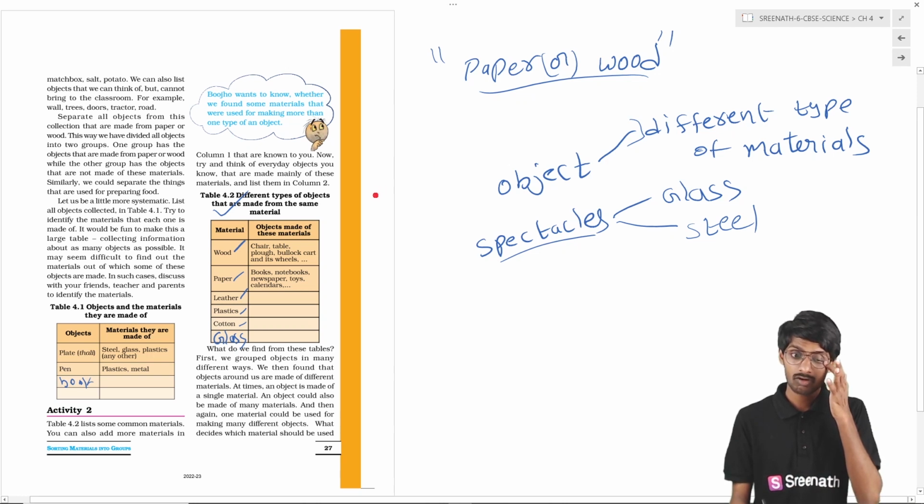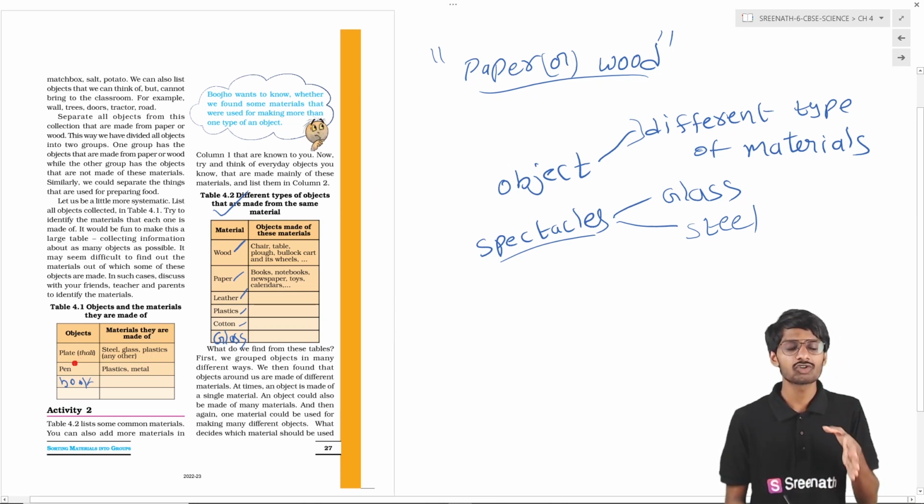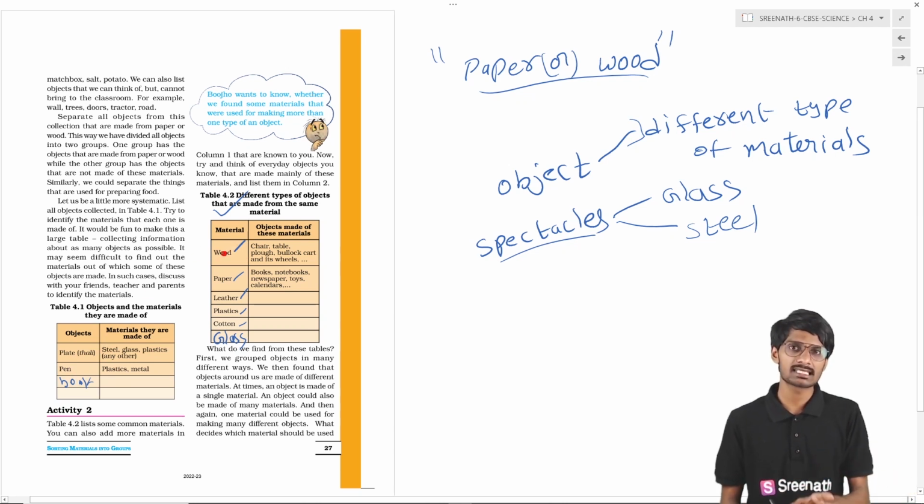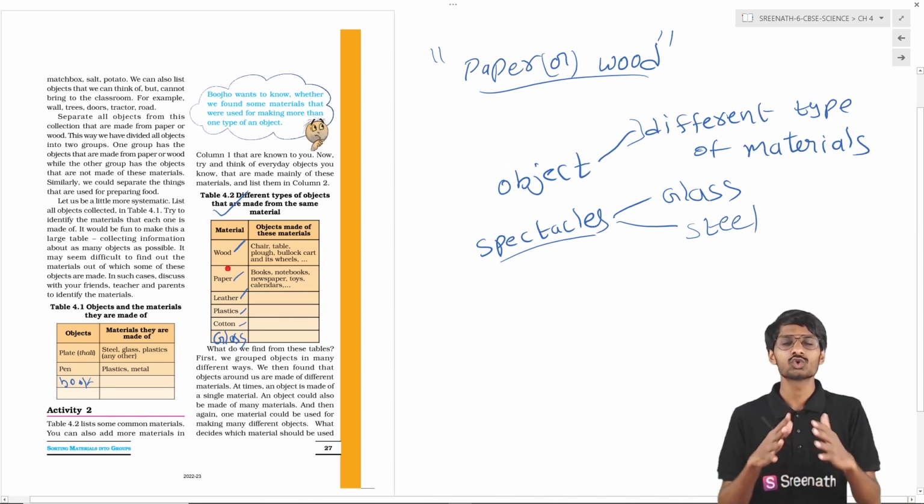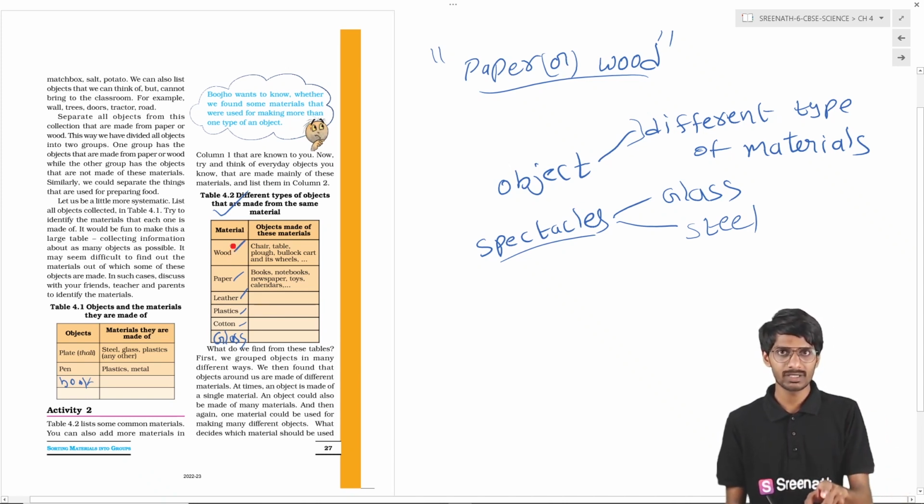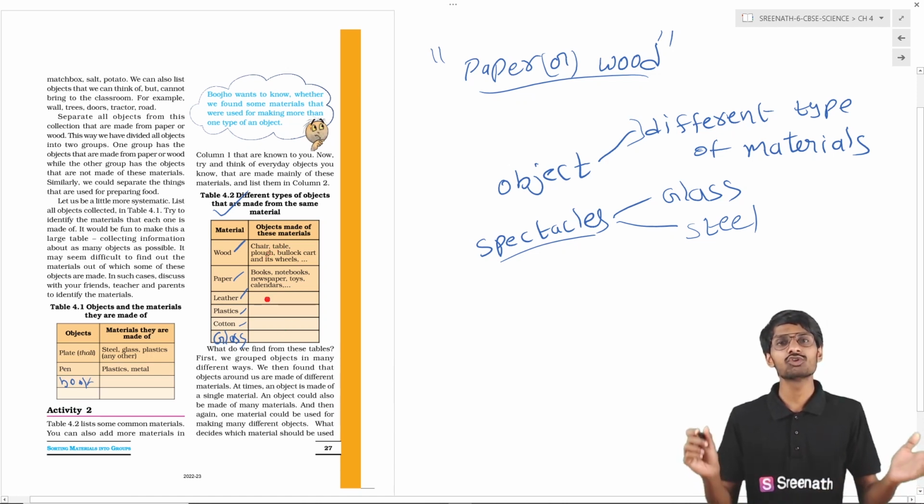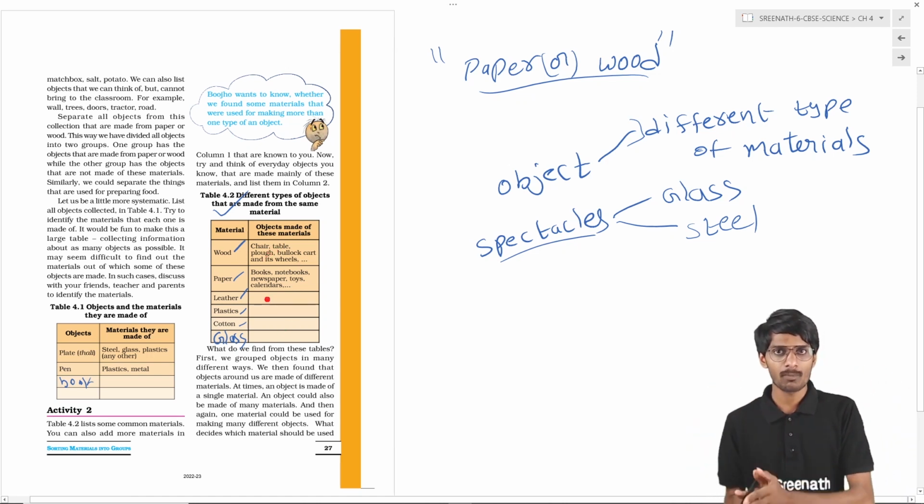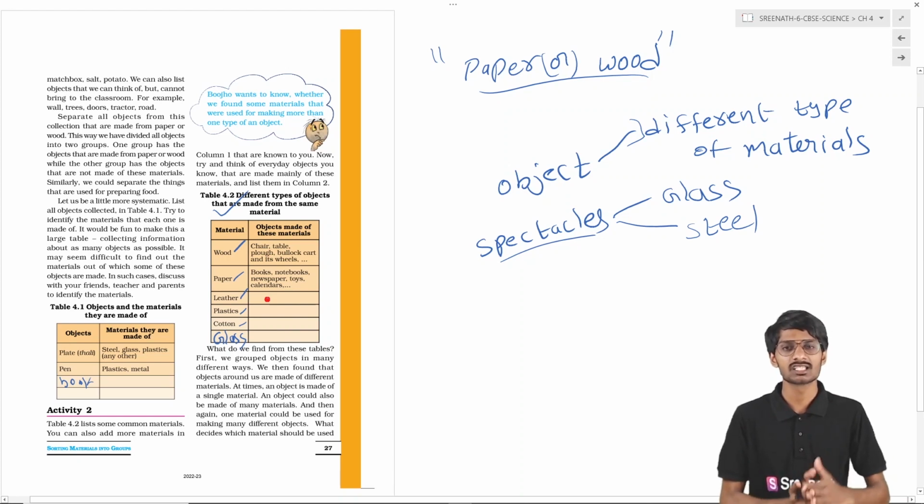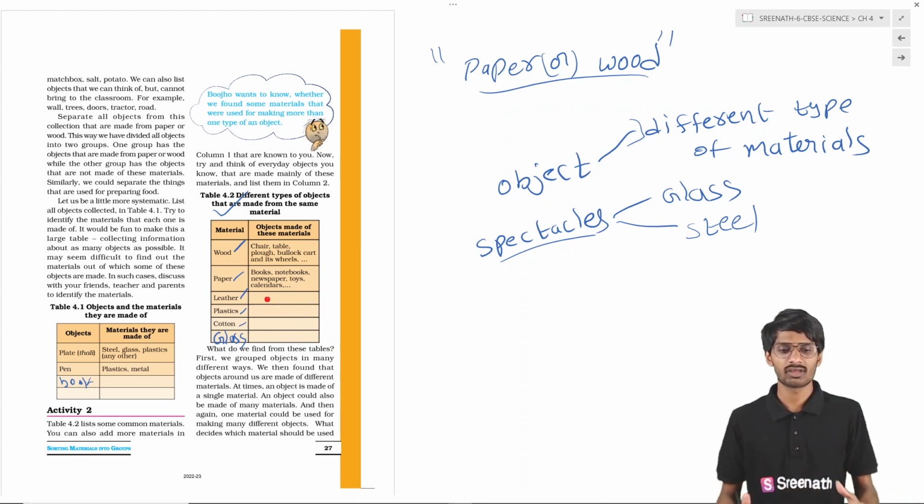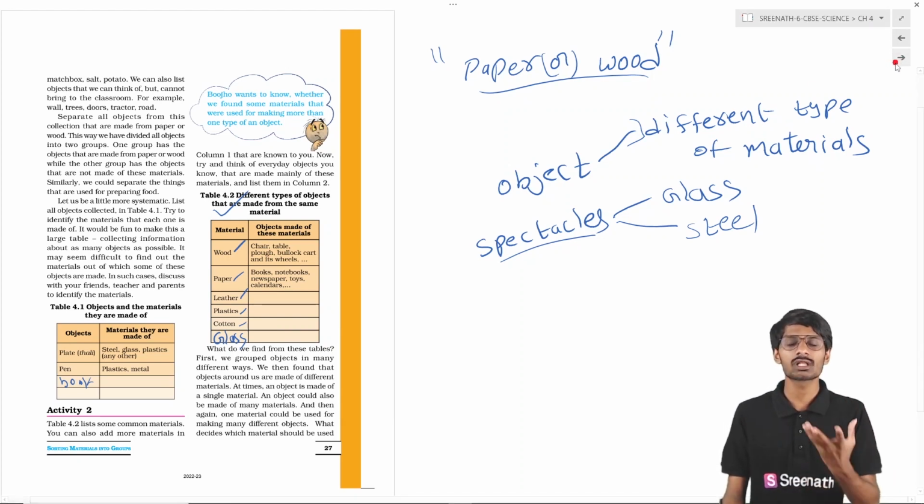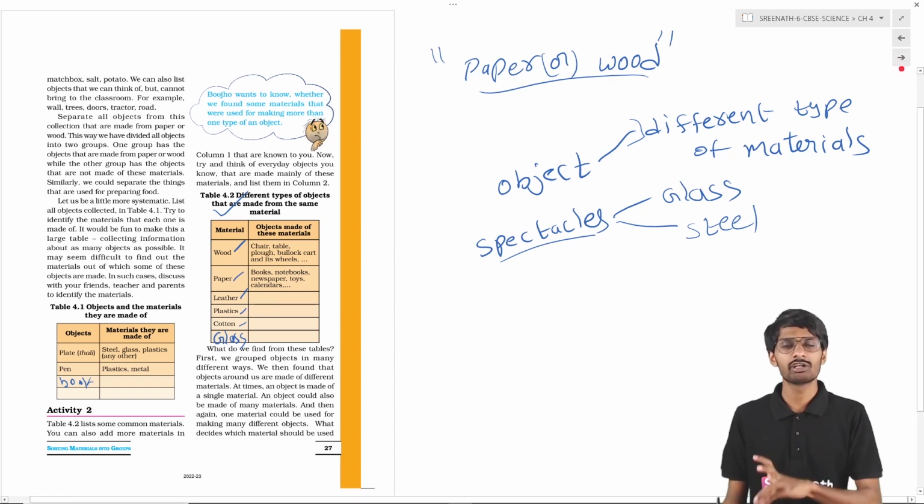So finally, what we have discussed is that we found out the different objects and what materials are used to prepare them. After that, we discussed another table of different types of materials which we use to prepare objects, and what objects we make using those materials, the whole list. So finally, you will get a variety of objects and a variety of materials used to make them, and based on the purpose of usage, you will make different objects using different materials.